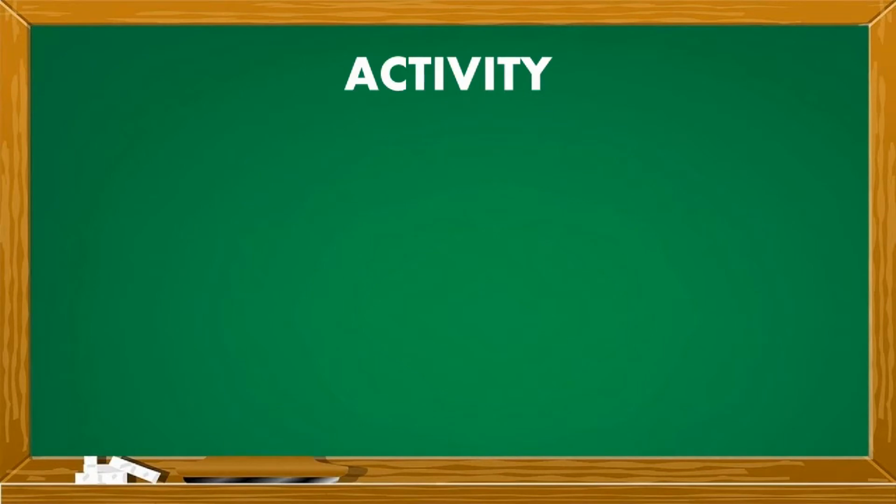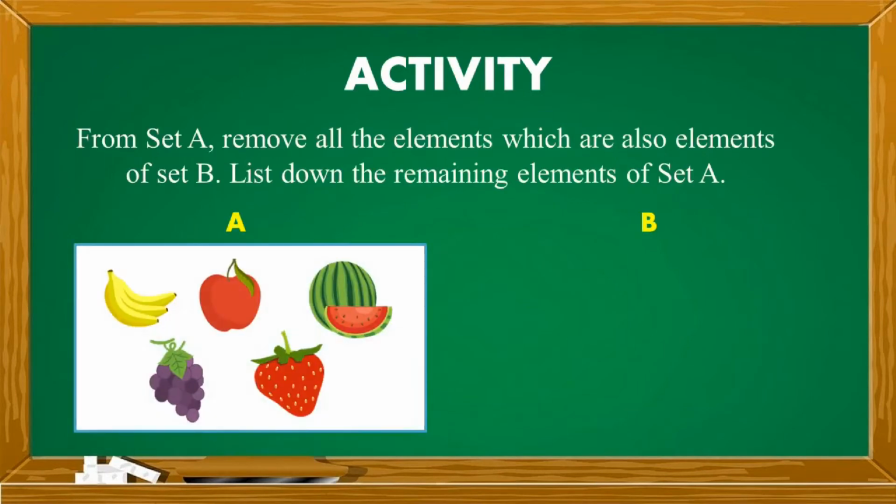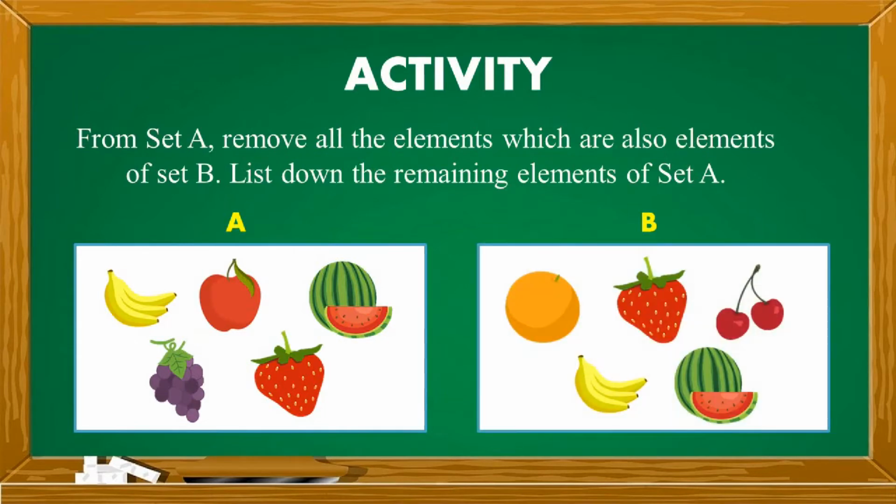Do this activity. From set A, remove all the elements which are also elements of set B and list down the remaining elements of set A. Once again, from our first set, aalisin natin lahat ng elements ni set A na may kaparehong elements sa set B at ililista natin lahat ng mga naiwan or remaining elements o yung mga unique na elements ni set A.